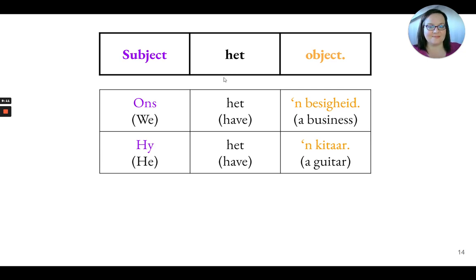Okay, let's look at het. Ons het 'n besigheid. Hy het 'n gitaar. As he has it. Ek het 'n gitaar. Sy het 'n kar. Sy het 'n waterbottel. Subject, verb and object. And if the object is countable, uncountable, it gets 'n or die if it's countable.